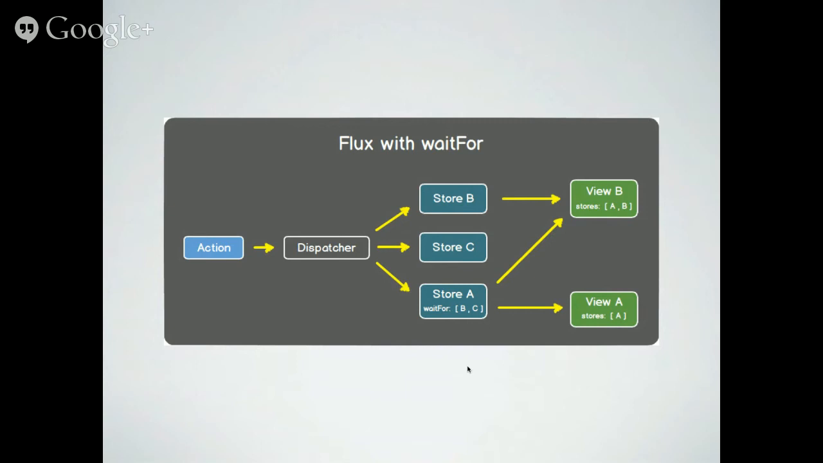The waitFor bit is how the dispatcher knows that a store is waiting for another to process this action first. So you basically call dispatcher.waitFor inside of an action callback, and you hand it an identifier for a store. And so that's what's happening. I will discuss runtime versus initialization-time dependency graphs in a second.